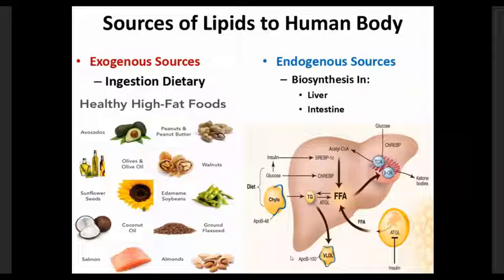Fatty acids, cholesterol as well. Cholesterol can be synthesized in the liver. Okay, this is one endogenous source of getting lipids. Now we have two sources, exogenous and endogenous.